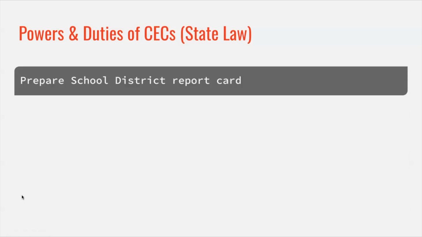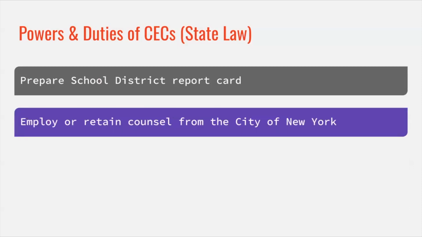Then it goes on to say the powers and duties of CECs include preparing a school district report card. I'm not sure how many CECs actually do this. And they have the power to employ or retain counsel. That means the lawyer from the city of New York. If the council ever needs some legal counsel, then the council can actually ask the city of New York to provide a lawyer. This doesn't necessarily mean that individual CEC members can rely on the city to provide a lawyer for any legal counsel, but the CECs as a council can use the city's lawyers.